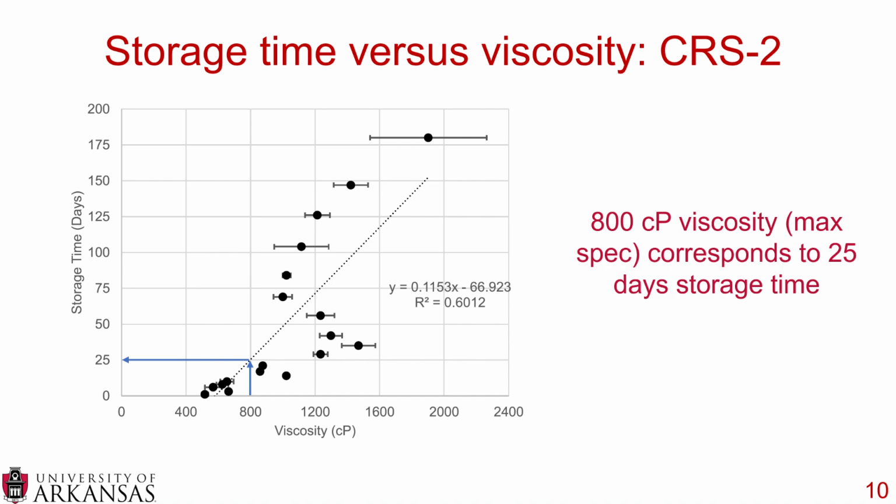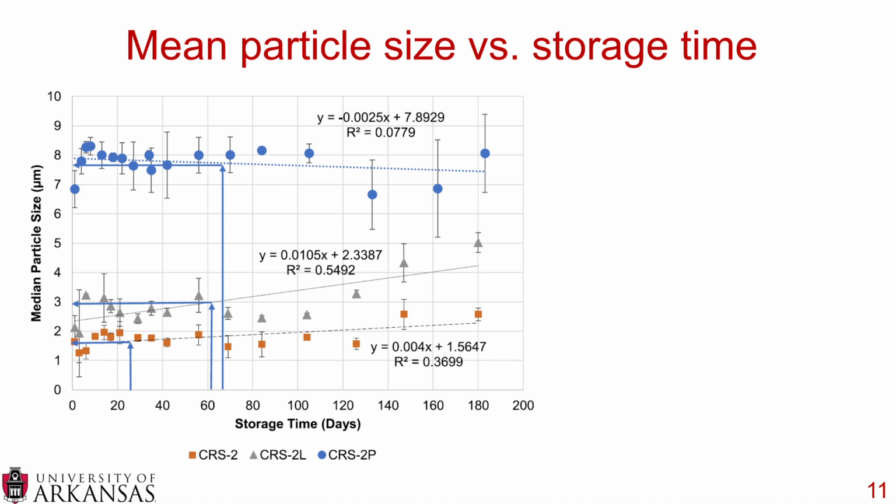And so what we did is we plotted a similar graph to this for the CRS-2L and the CRS-2P. And basically the premise was, at what storage time did 800 centipoise viscosity, the maximum in the spec, occur for each of these 3 materials? So for CRS-2, this was about 25 days. Now here, CRS-2 is the graph on the bottom. It is the orange squares, and you can see the storage time is on the y-axis. So we took 25 days and we went up to the regression line for CRS-2, and then went over to the left to find the median particle size, which looks like is about 1.7.